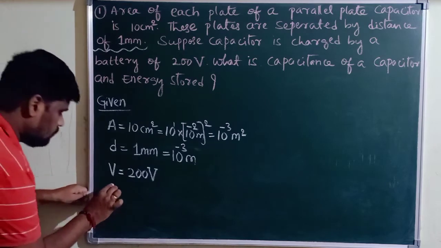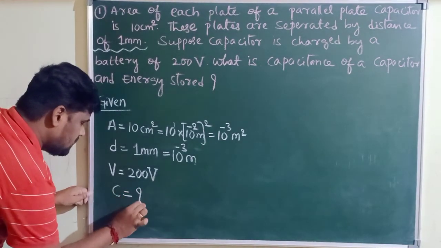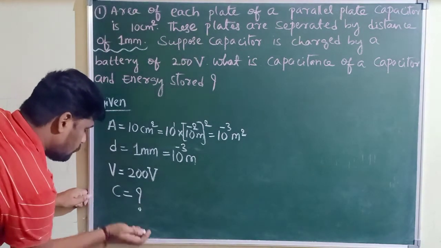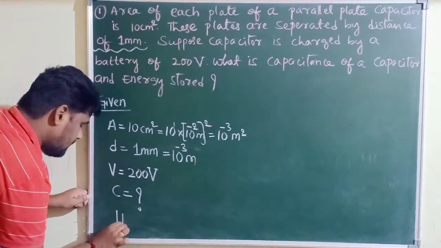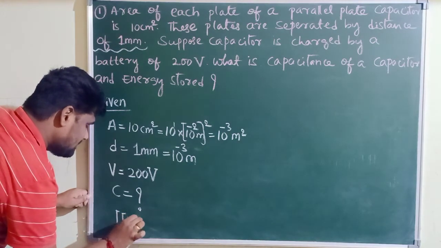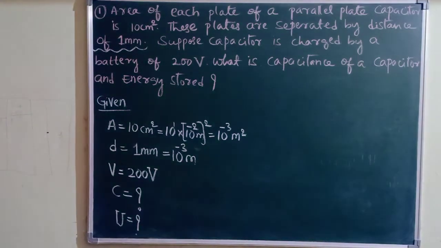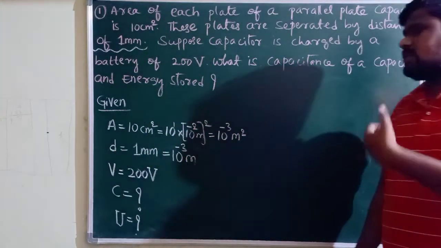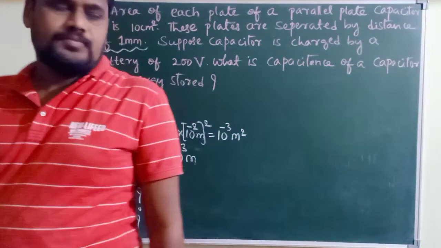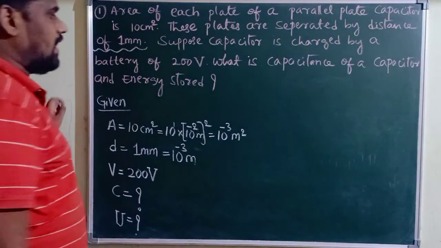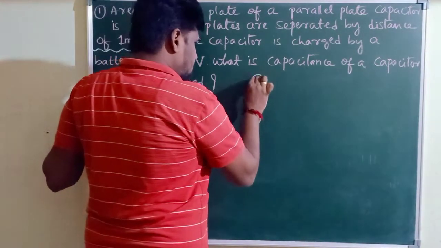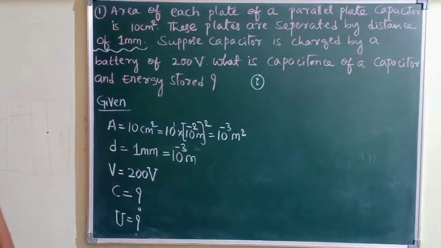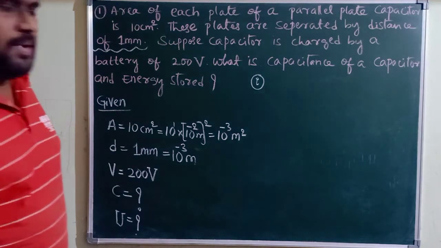They are asking you to determine two parameters here. One is the capacitance of a capacitor and another one is the energy stored. Generally, the energy stored by the capacitor is denoted by the symbol U. You have to calculate the capacitance of a capacitor and the energy stored by a capacitor. In the first step, let me calculate the capacitance of the capacitor. What is the formula to calculate the capacitance of a parallel plate capacitor?